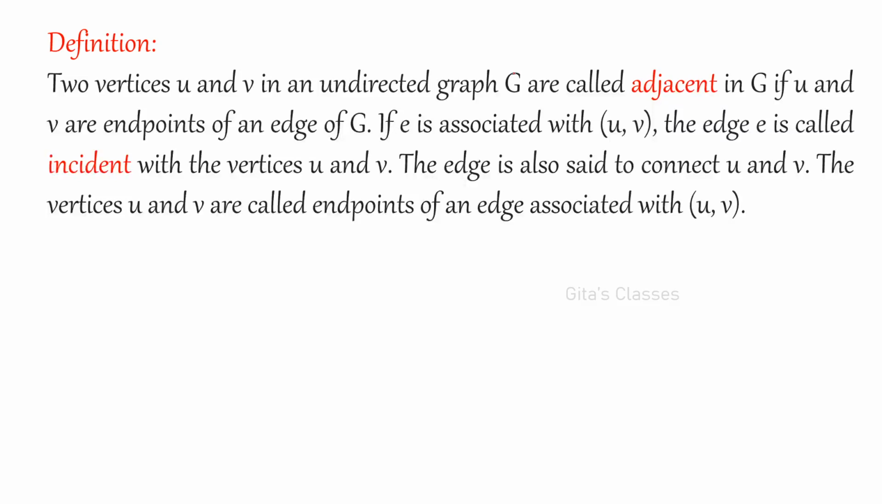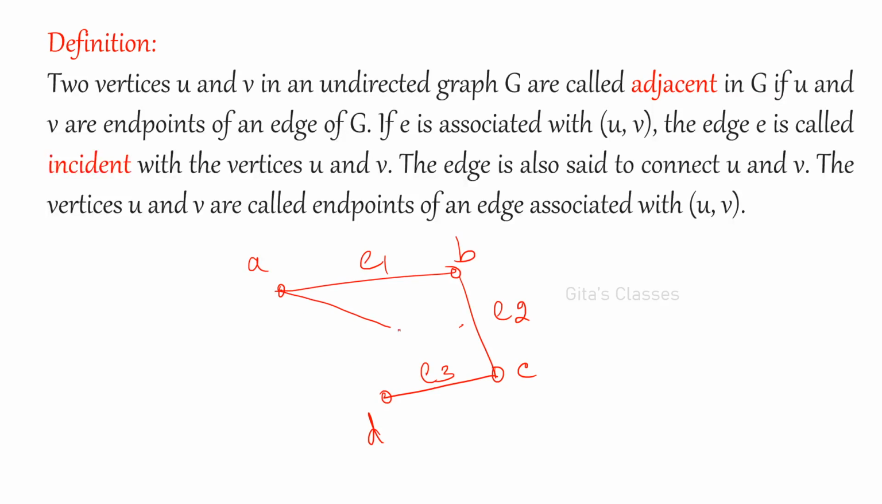Next is two vertices U and V in an undirected graph G are called adjacent in G. Okay, suppose you have A and B with an edge E1, C, E2, D, E3, E4. So adjacent in G, if U and V are endpoints of an edge of G. So A and D, are they adjacent? No. A and B, yes, they are adjacent. What about A and C? They are adjacent. What about B and D? They are not adjacent. If there is an edge between the vertices, then they are said to be adjacent.